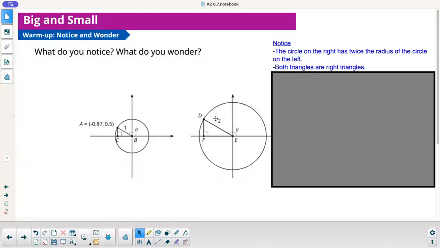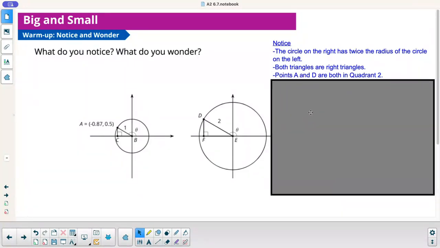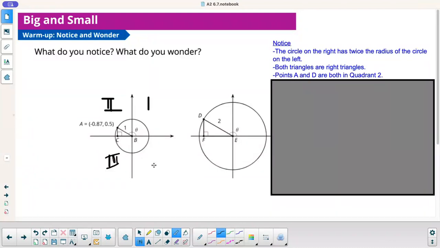Both triangles are right triangles here. We have a right triangle, we have a right triangle. Kind of looks like it's in the same position as well. Points A and D are in quadrant 2. If you can't remember the quadrants, this is quadrant 1, this is quadrant 2. Usually they use Roman numerals for quadrants. This is quadrant 3. And then this is quadrant 4. Okay, so they're both in quadrant 2.